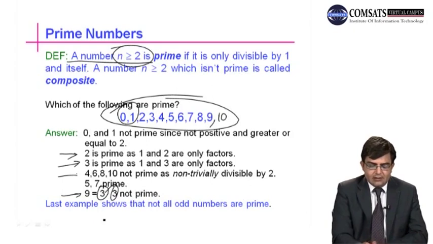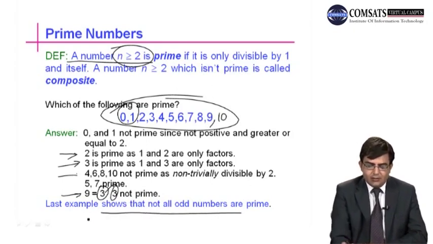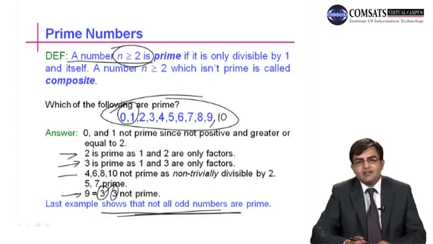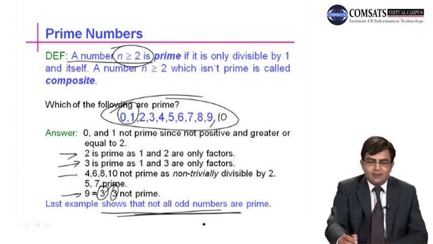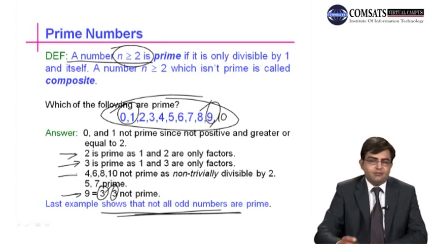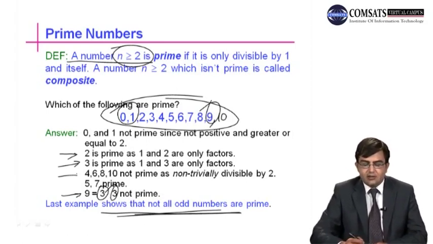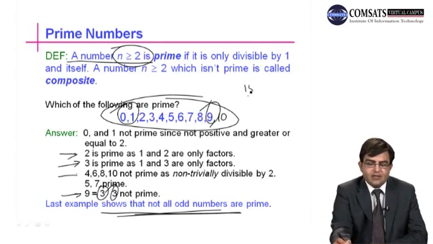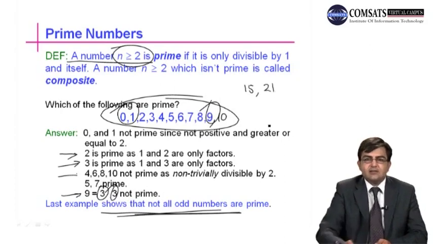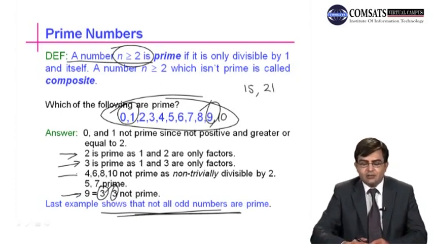What does it mean that not all odd numbers are prime? It is not necessary that if a number is odd then it is a prime. As an example, 9 is not a prime. You can take other examples. For example, 15 is an odd number which is not prime. You can say 21 is an odd number which is not prime. So it is not necessary for a number to be a prime that it is an odd number.